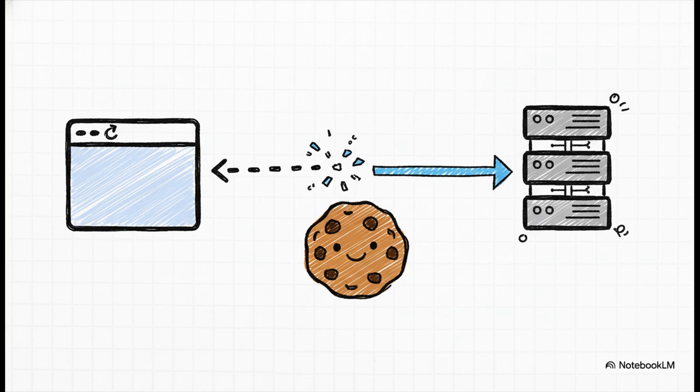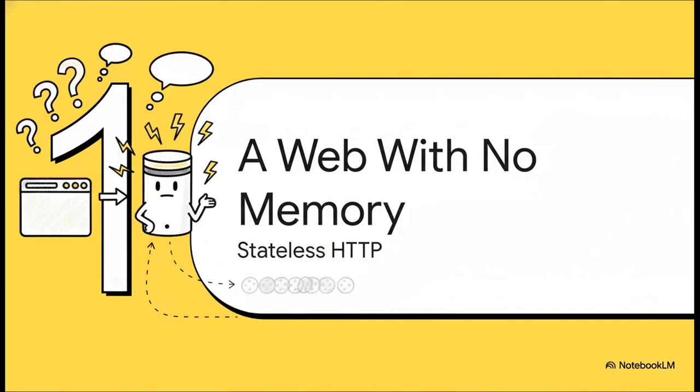So to solve this, web developers way back when had to invent a kind of digital memory. And that's where cookies come into the picture. So let's dive into why the web needs this memory in the first place. The basic protocol of the web, this thing called HTTP, is what tech folks call stateless. All that really means is that every time your browser asks a server for a web page, the server treats it like a brand new request from a total stranger. It has no built-in way to remember who you are.